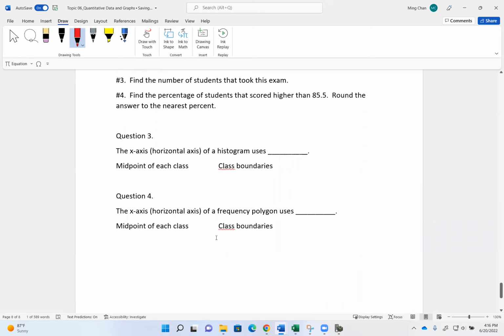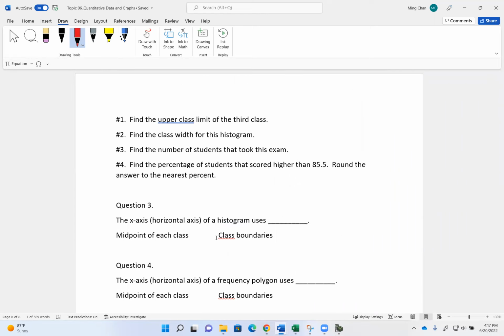So just real quick, I showed you some of the popular displays of quantitative data in their graphs.